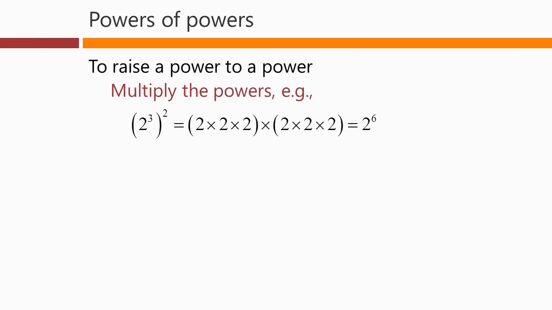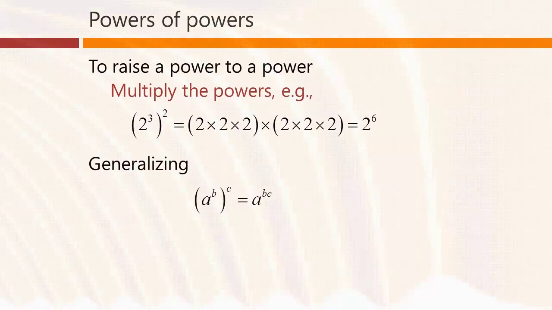Now we can go on with powers to raise a power, such as 2 to the power 3, for example, to the power 2, that is to square 2 to the power 3. Now we can write that out. It's 2 times 2 times 2, that is 2 to the power 3, times 2 times 2 times 2 again, which gives us 2 to the power 6. Generalizing, we can say that if we have a to the power b and we raise it to the power c, we simply have to multiply the b and the c together.